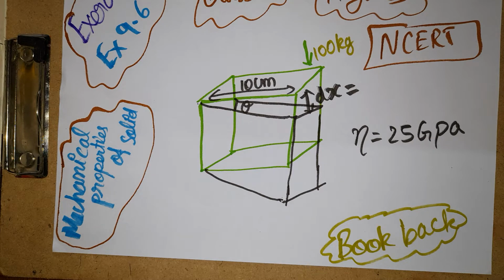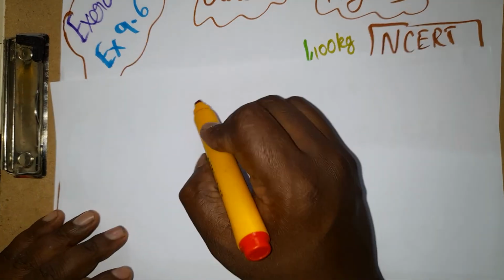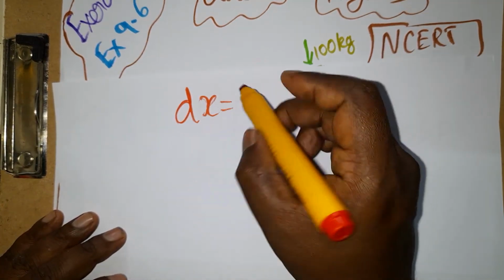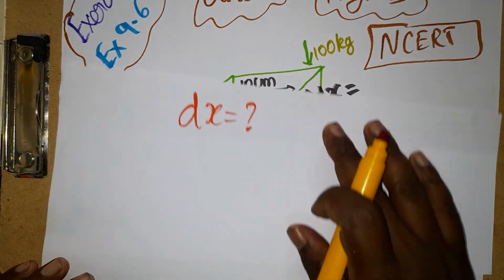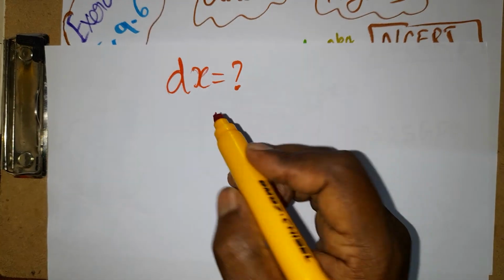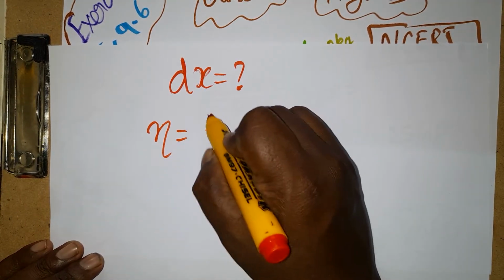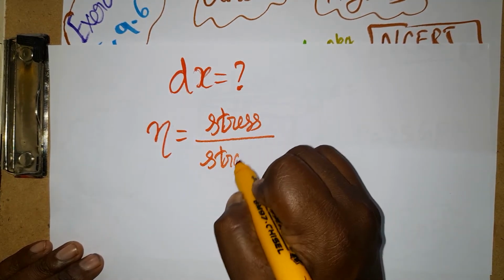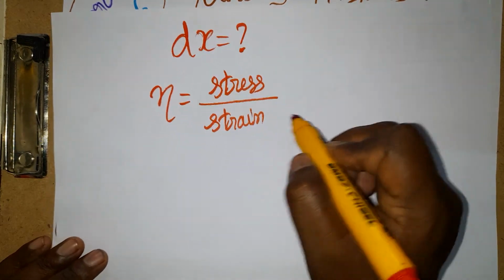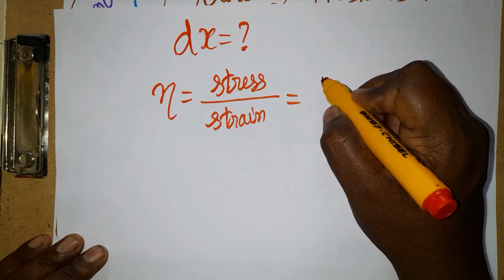So now we'll see what is the changing displacement vertically, dx. We are going to find dx, the changing length in the y axis, this much gap we are going to find. If you want, you can take it as y also here. Now shear modulus is shear stress divided by shear strain. Shear strain we can take as theta. So stress is given as 25 gigapascals.